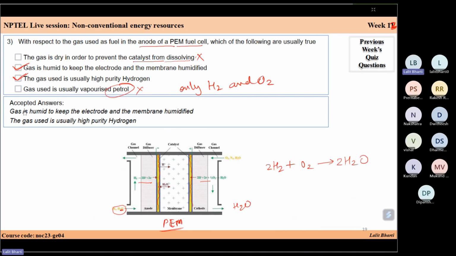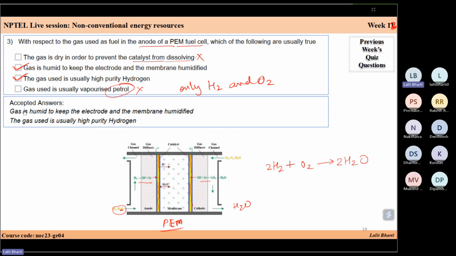Then we have the third question, on the PEM type fuel cell. With respect to the gases used as fuel at the anode of a PEM fuel cell, which of the following are usually true? We need to see which statement is true. The first is that the gas is dry in order to prevent the catalyst from dissolving. That is incorrect because we need the catalyst to work. So that is not correct.